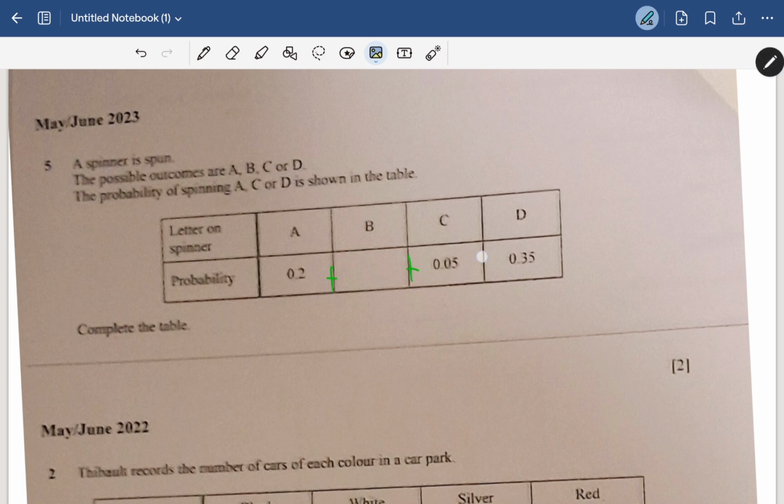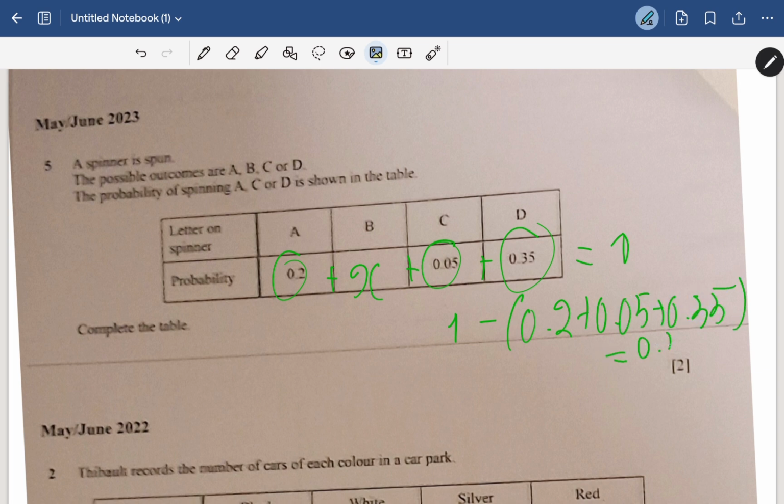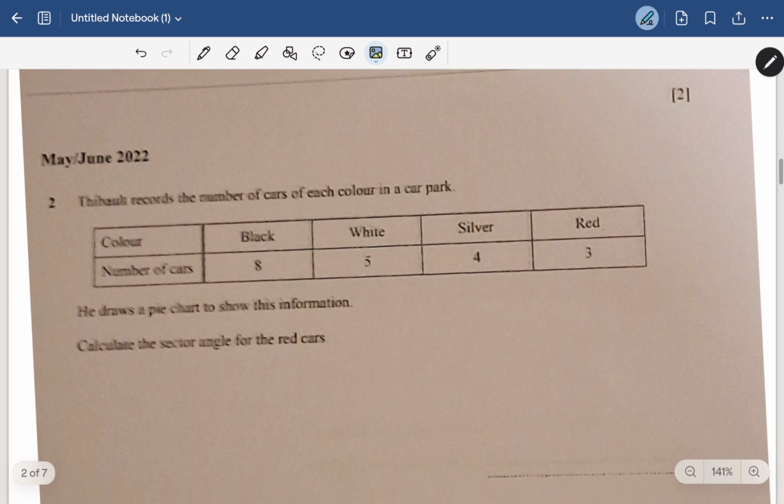One thing you need to know is that the total probability of something is equal to 1. So, to find B, which we will call X, you're gonna make an equation. You're gonna do 1 minus the probabilities that you know. So in this case, it's gonna be 1 minus (0.2 plus 0.05 plus 0.35). Please put it in the brackets, otherwise it's considered wrong. You are gonna get 0.4. So that means X is now 0.4.